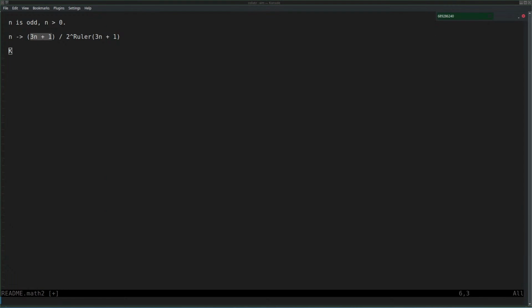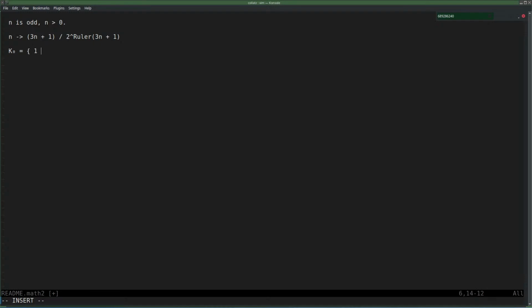I'll use this to copy my stuff from. So here K subscript 0 is the set of all numbers that go to 1 in 0 steps. So that's just 1. It is already 1, so no steps are required to get it to 1. And then K1 is the set of all numbers that go to 1 in 1 step. And I can write that.